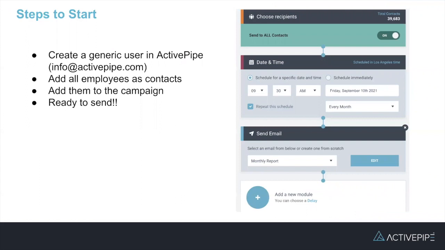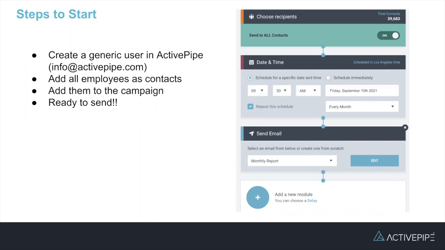Now, I just want to talk about steps to start. So a couple of ways that you can do this. If you already have an info at your brokerage name, this is a great way for you to send information internally. Your CSM could help you create a generic user, info or general, whatever it may be, just to send communication across your brokerage. Once you have this user account created, then you would want to add all employees as contacts into that user's profile. And then you just add them to the campaign and they're ready to send.